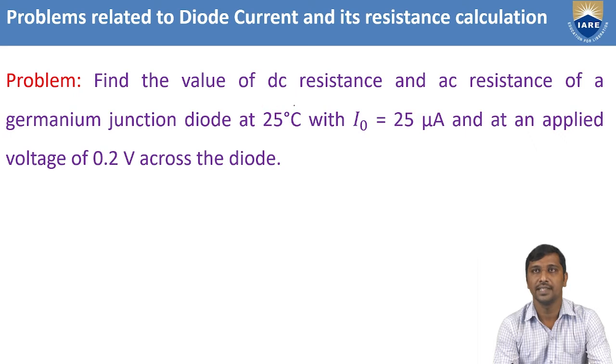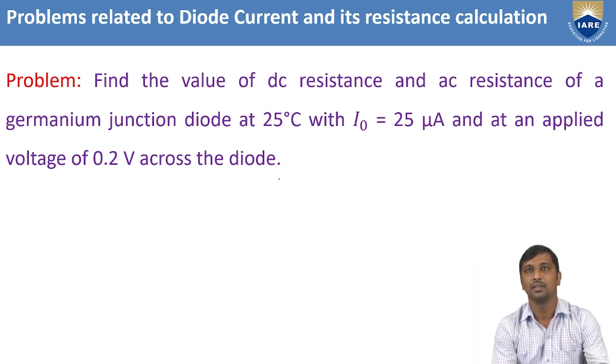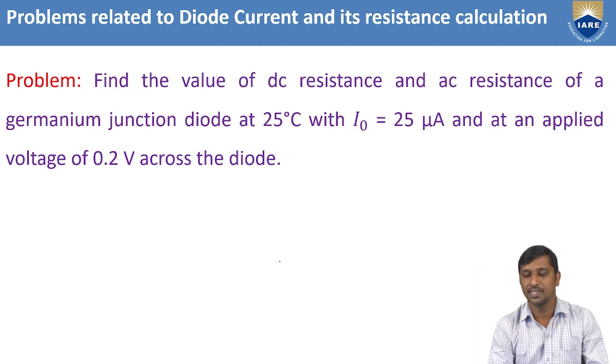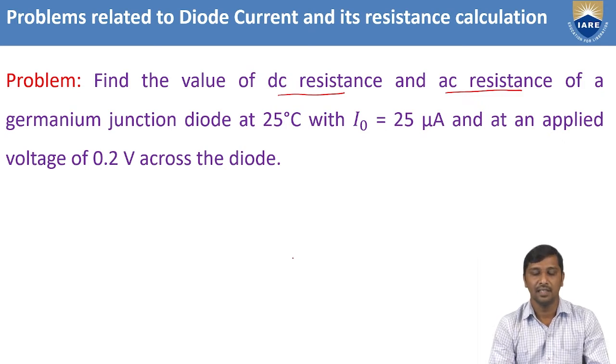Find the value of DC resistance and AC resistance of a germanium junction diode at 25 degrees centigrade with I0 of 25 microamperes and at an applied voltage of 0.2 volts across the diode. Here in this problem, we are going to calculate two types of resistances: one is DC resistance, another is AC resistance. They specifically mention that the diode type is germanium, so we need to consider the eta value as 1.